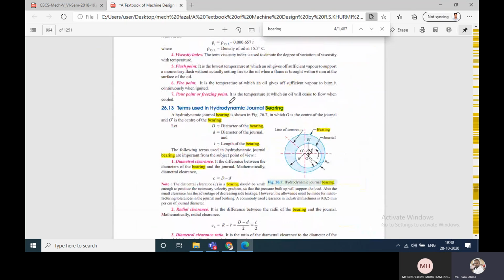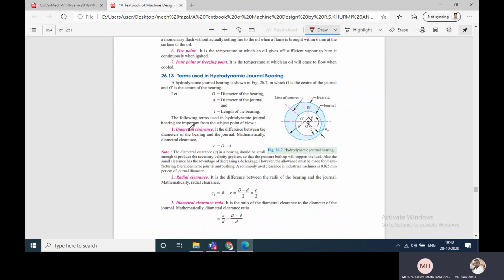Now this is the terminology. This terminology is also very important, Babu. Terminology I will tell later.